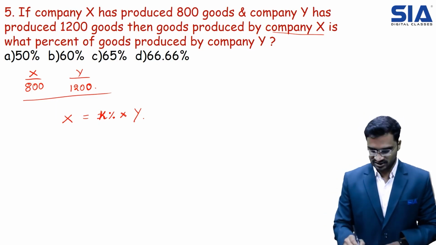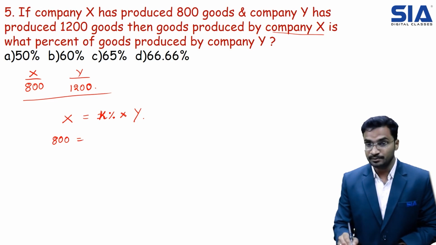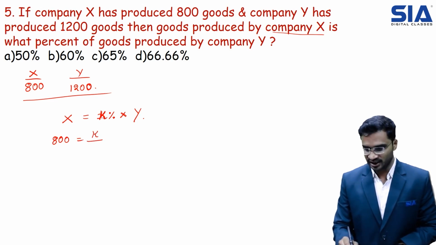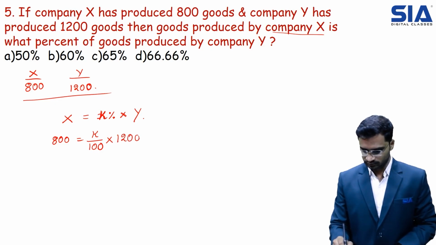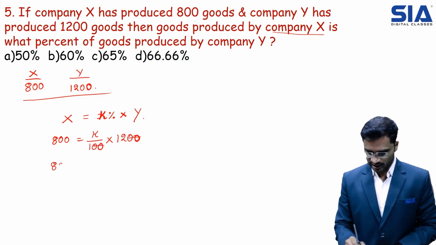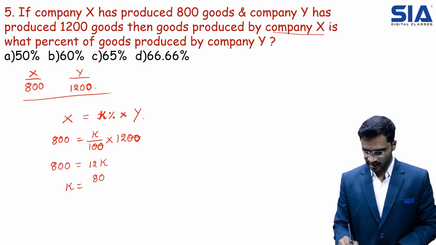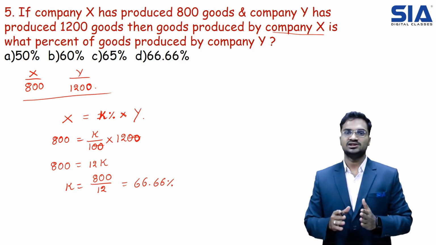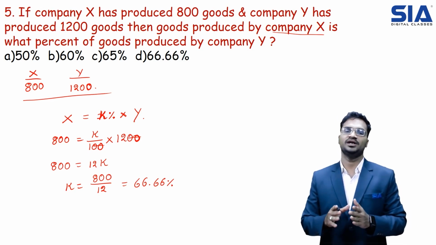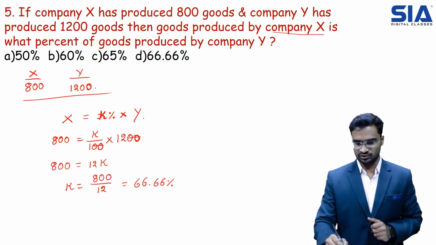Now goods produced by X is 800. Then we have to find the value of K. So K percentage, in percentage we have to write like this, into Y. The value of Y is 1200. Two zeros get cancelled. So 800 is equal to 12K. Then the value of K is equal to 800 by 12, which is 66.66%. So company X is 66.66% of company Y. So our answer is 66.66, which is option D.